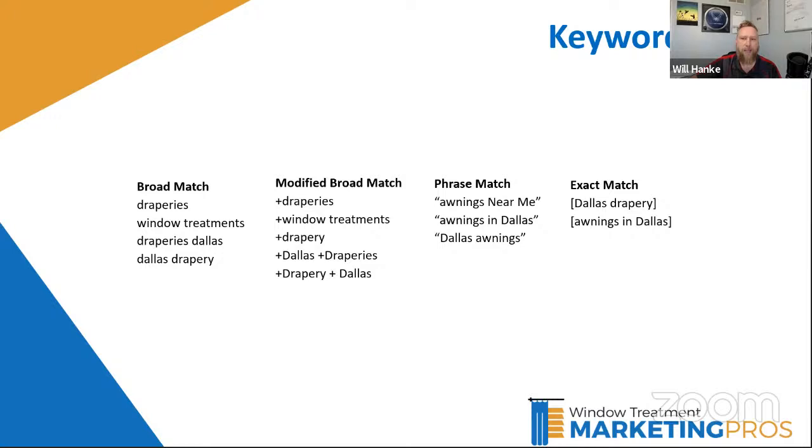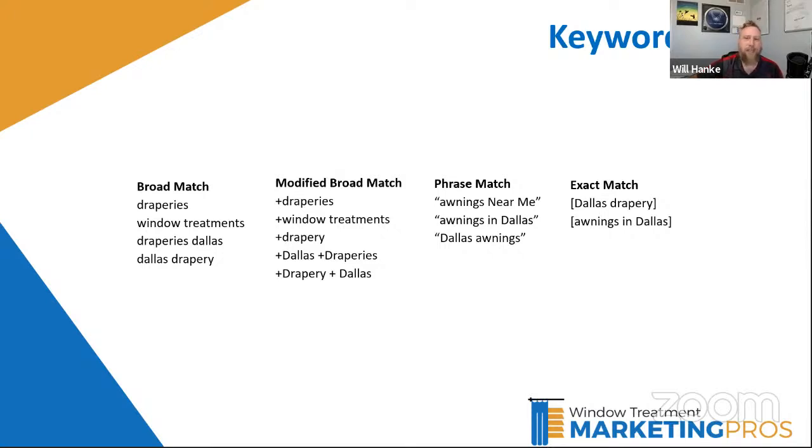Next is phrase match. Phrase match means, again, this phrase needs to be in the search. It doesn't have to be exactly just this phrase, but it needs to be before, after, or in the middle of the entire search. So something like, are there any awnings in Dallas? Or maybe it should be awning stores. Are there any awning stores in Dallas near me, right? That would be a phrase match that would work in that situation.